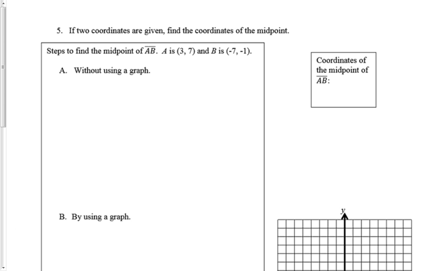Next, we're moving on to number 5. If 2 coordinates are given, find the coordinates of the midpoint. Same question, except we're no longer starting on a graph. So the difference between this one and the last one is I have no graph. Part A is saying, I don't want you to put them on the graph. So what we need to do is figure out how we're going to do this.